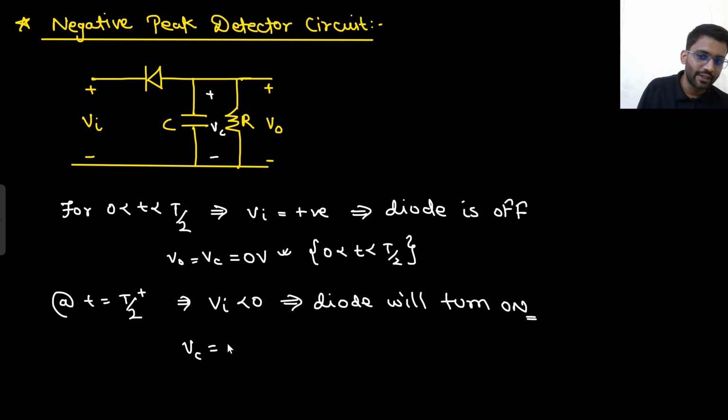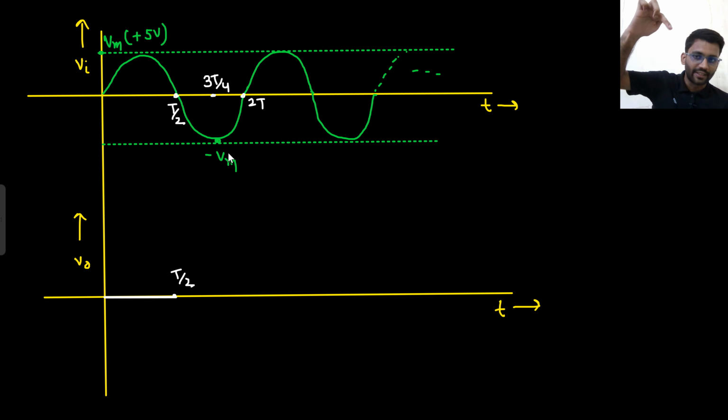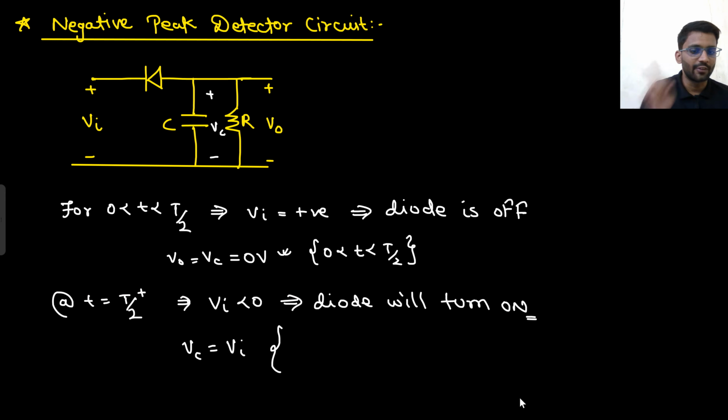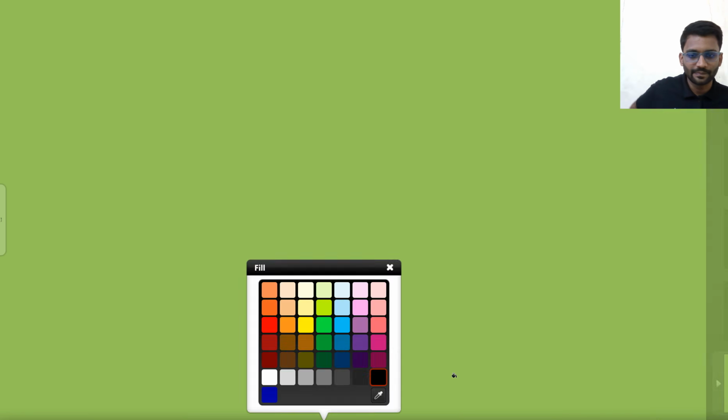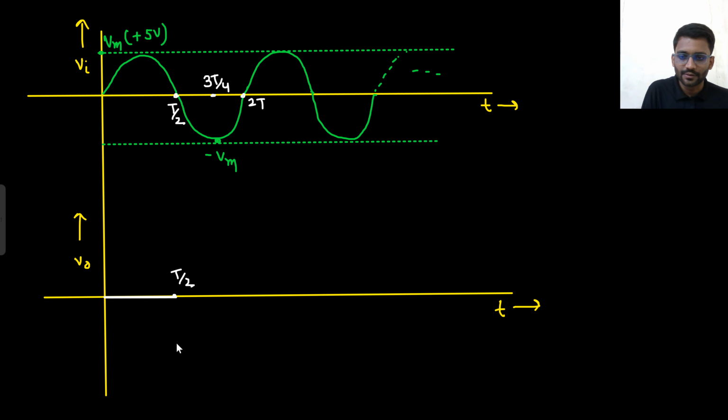Vc now will start following input. Till what time will it follow the input? Until the nature changes. It is decreasing only, but after 3T by 4 it is increasing. So until the nature is changing, it will follow the input. That means from T by 2 to 3T by 4, till this time it will follow the input only. It will be minus Vm only till this time. This is 3T by 4.